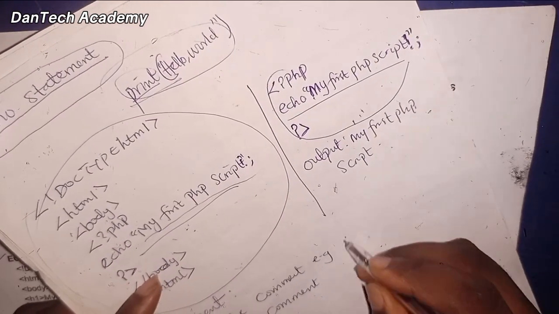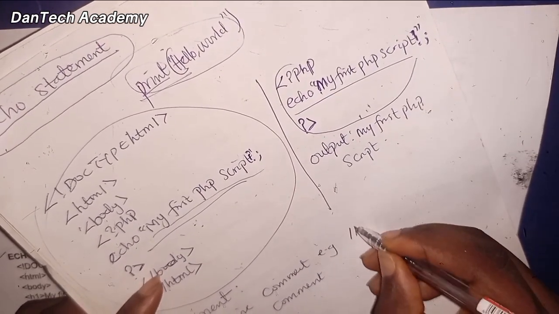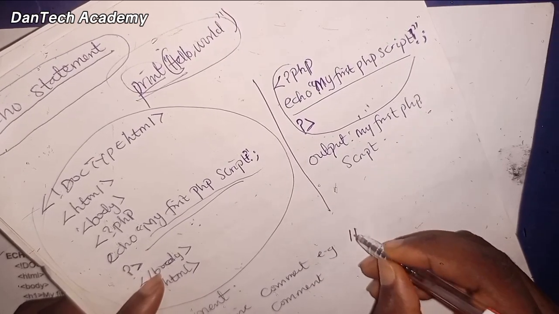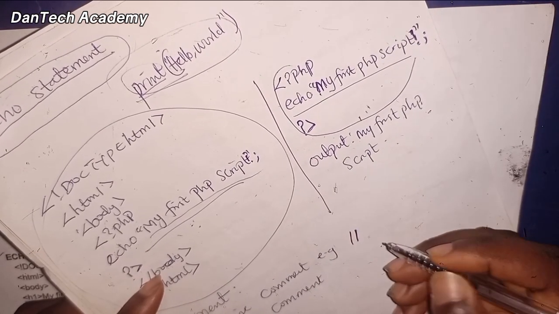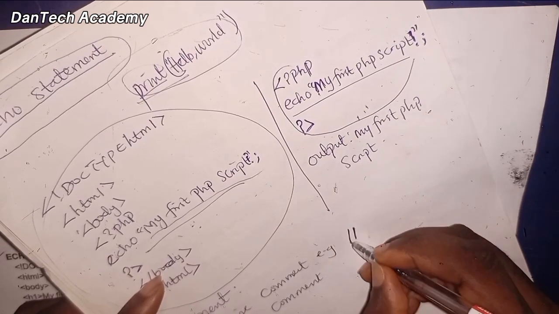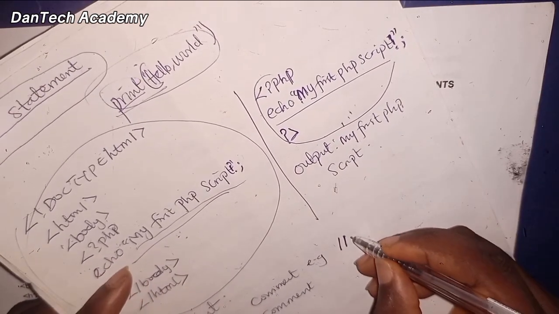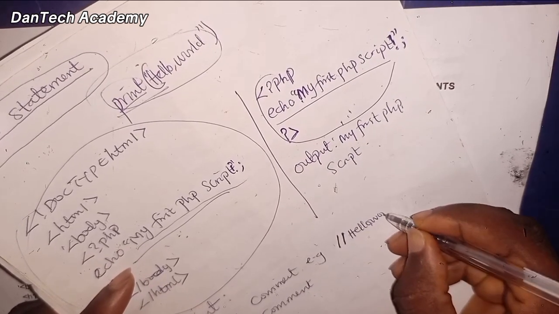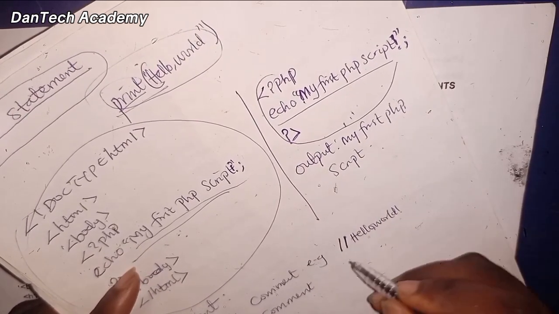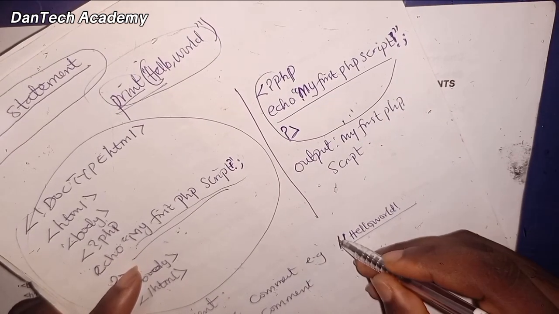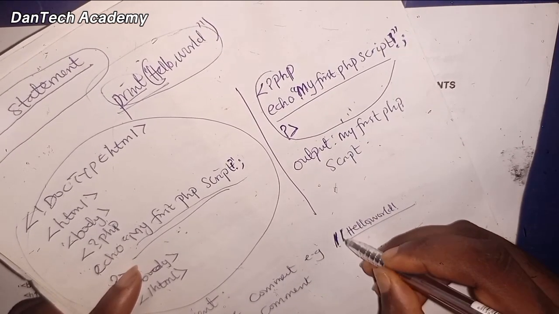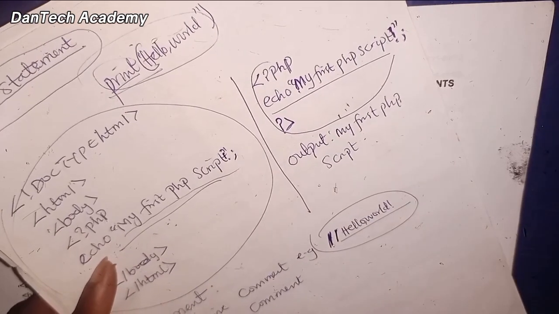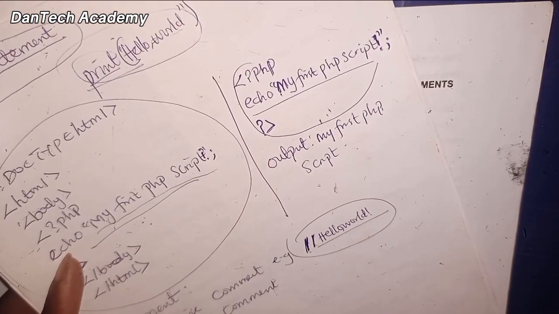If I say single line comment, double forward slash is the symbol for that. That is the syntax. So if I say hello world, now everything I've written after this double forward slash is considered to be what? A comment. So that is how it works.